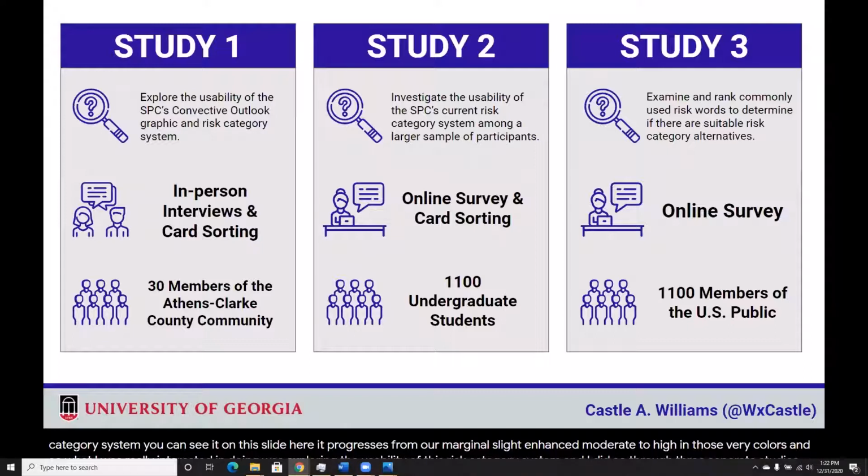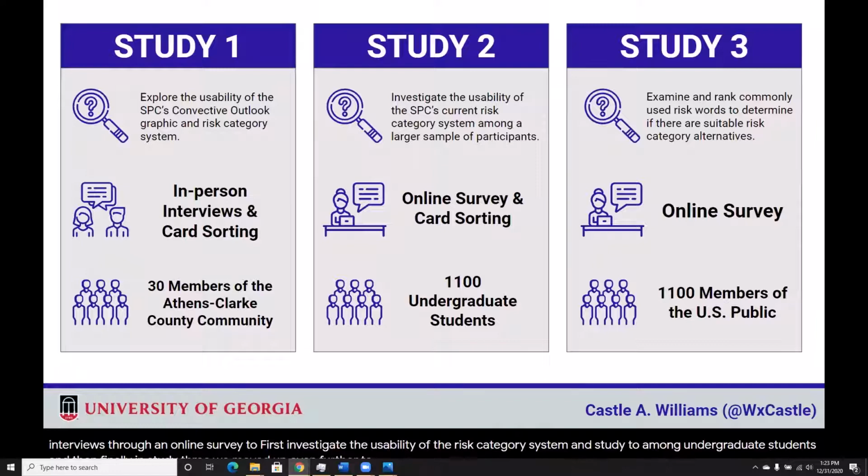The first study was more qualitative in nature, involving in-person interviews and a card sorting task to explore the usability of the Convective Outlook graphic, as well as the risk category system. Then we moved on to 2 different studies that were more quantitative in nature, that scaled up these in-person interviews through an online survey to first investigate the usability of the risk category system in study 2 among undergraduate students. And then finally in study 3, we moved up even further to members of the US public.